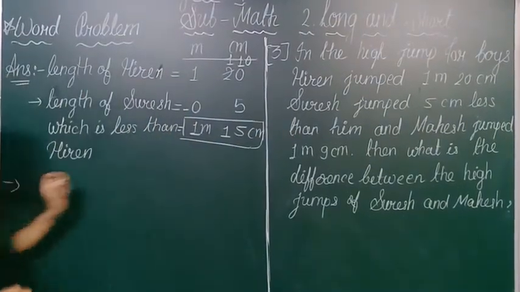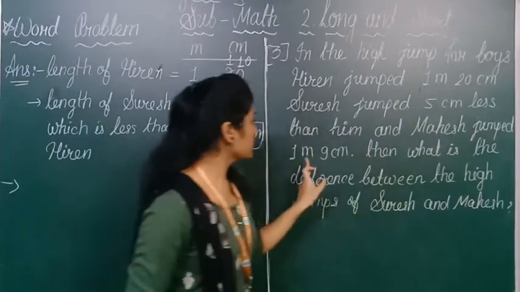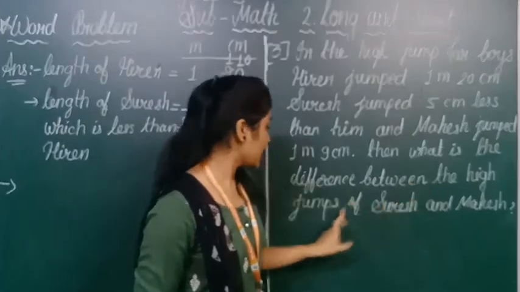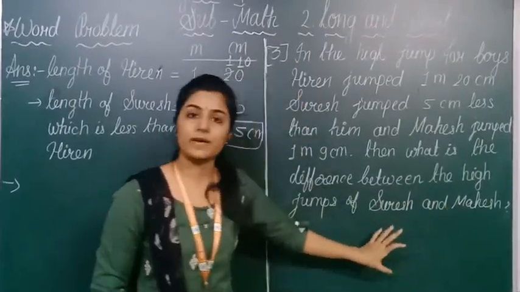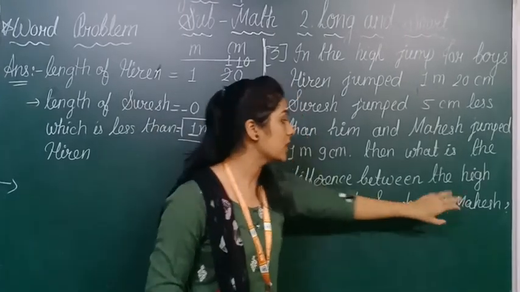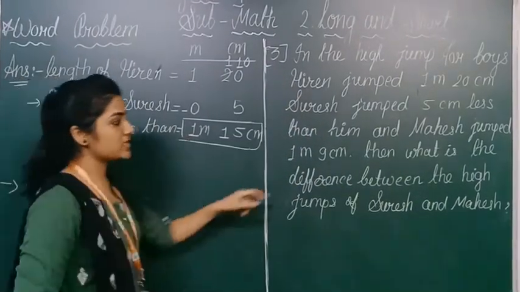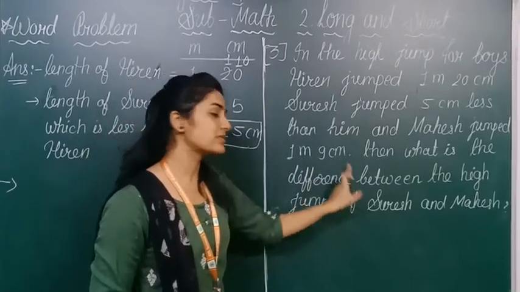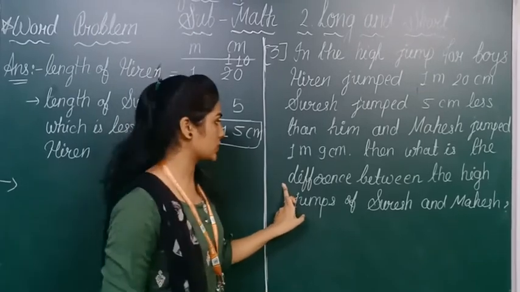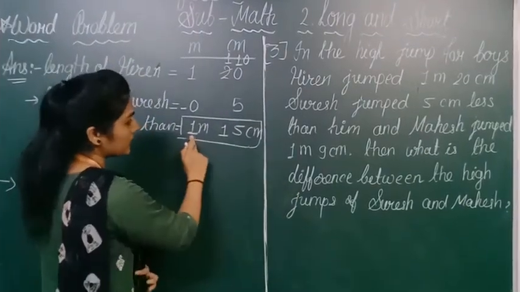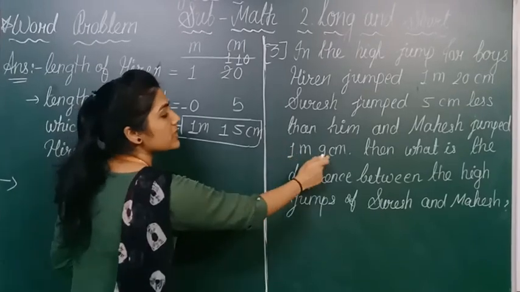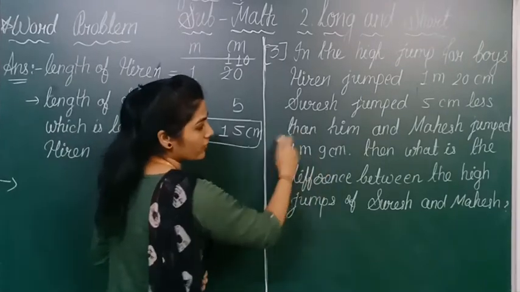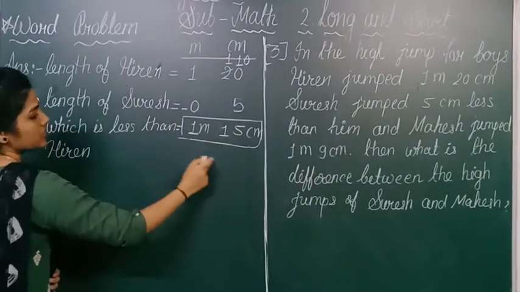So our second line, Mahesh jumped 1 meter and 9 centimeter. Then what is the difference between the high jumps of Suresh and Mahesh? That means we have to find the difference between Suresh and Mahesh. Now we are having length of Suresh. And just observe the length of Mahesh, 1 meter and 9 centimeter. And here difference word is given. That means again we need to do subtraction. So check the digits. 1 meter and 15 centimeter, 1 meter and 9 centimeter. This length of Suresh is bigger than this length of Mahesh. So we'll write this digit first.